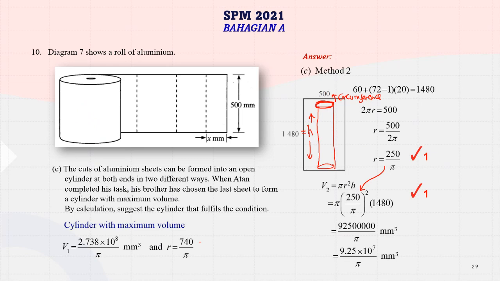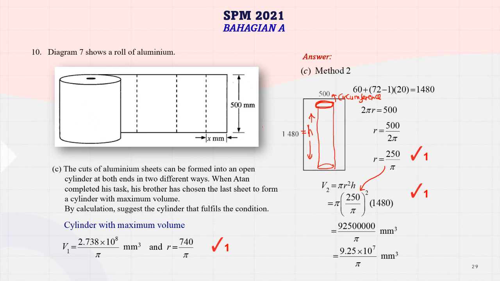Condition dia, R dia mesti macam ni lah. Kita gunakan yang tadi yang gemuk. Silinder yang gemuk tu sebenarnya adalah yang paling maksimum. Okay, volume dia paling besar lah. So get 1 mark for that, the conclusion.